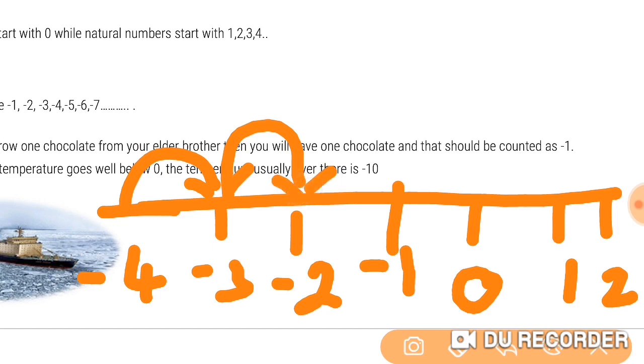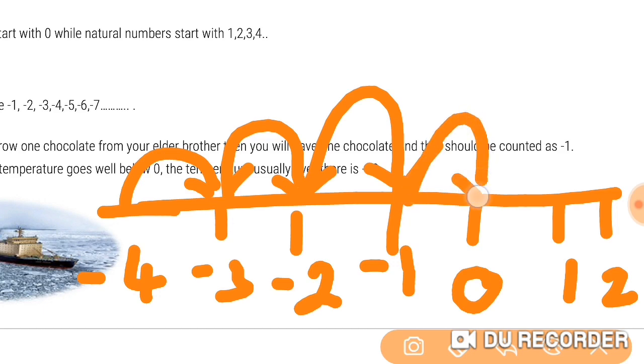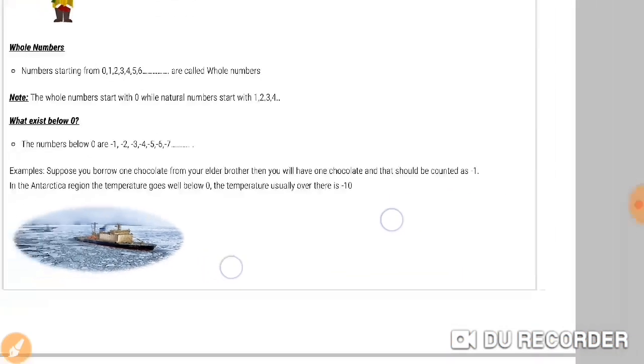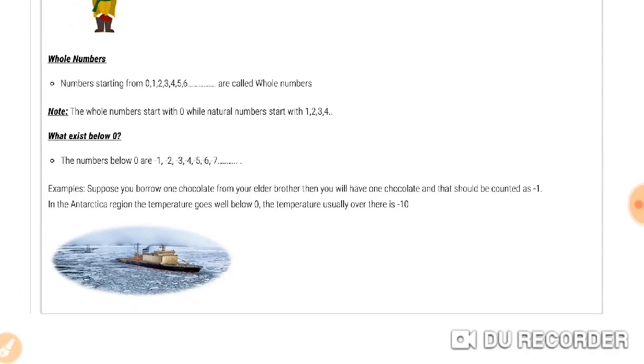-3 is a lesser number than -2. -2 is a lesser number than -1. -1 is lesser than 0. 0 is lesser than 1. 1 is lesser than 2. 2 is lesser than 3, and so on. These are the numbers we are going to write on the number line, from 0 to below-zero numbers.